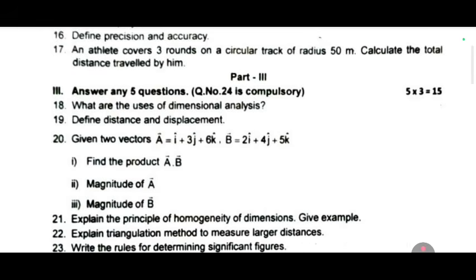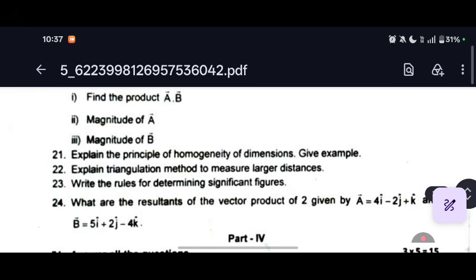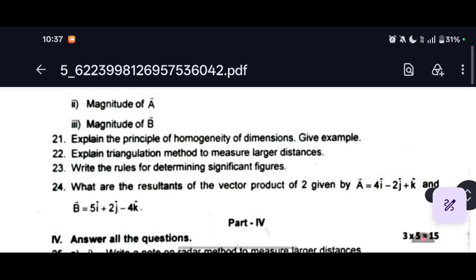Next, part 3: 3 marks, attend 5, total of 15 marks. 18th one: what are the uses of dimensional analysis? 19th one: define distance and displacement. 20th: given 2 vectors, a vector value is i vector plus 3 j vector plus 6 k vector, b vector value is 2 i vector plus 4 j vector plus 5 k vector. Find the product a vector dot b vector, magnitude of a vector, and magnitude of b vector.